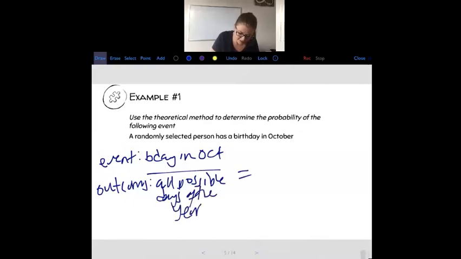Okay, so for the denominator, we know that there's 365 days in a year. And how many days are there in October? There are 31. And I don't know if you learned this trick. A lot of my students haven't, but you can use your knuckles to determine how many days there are in a month. Let me see if I can get this to work on camera.